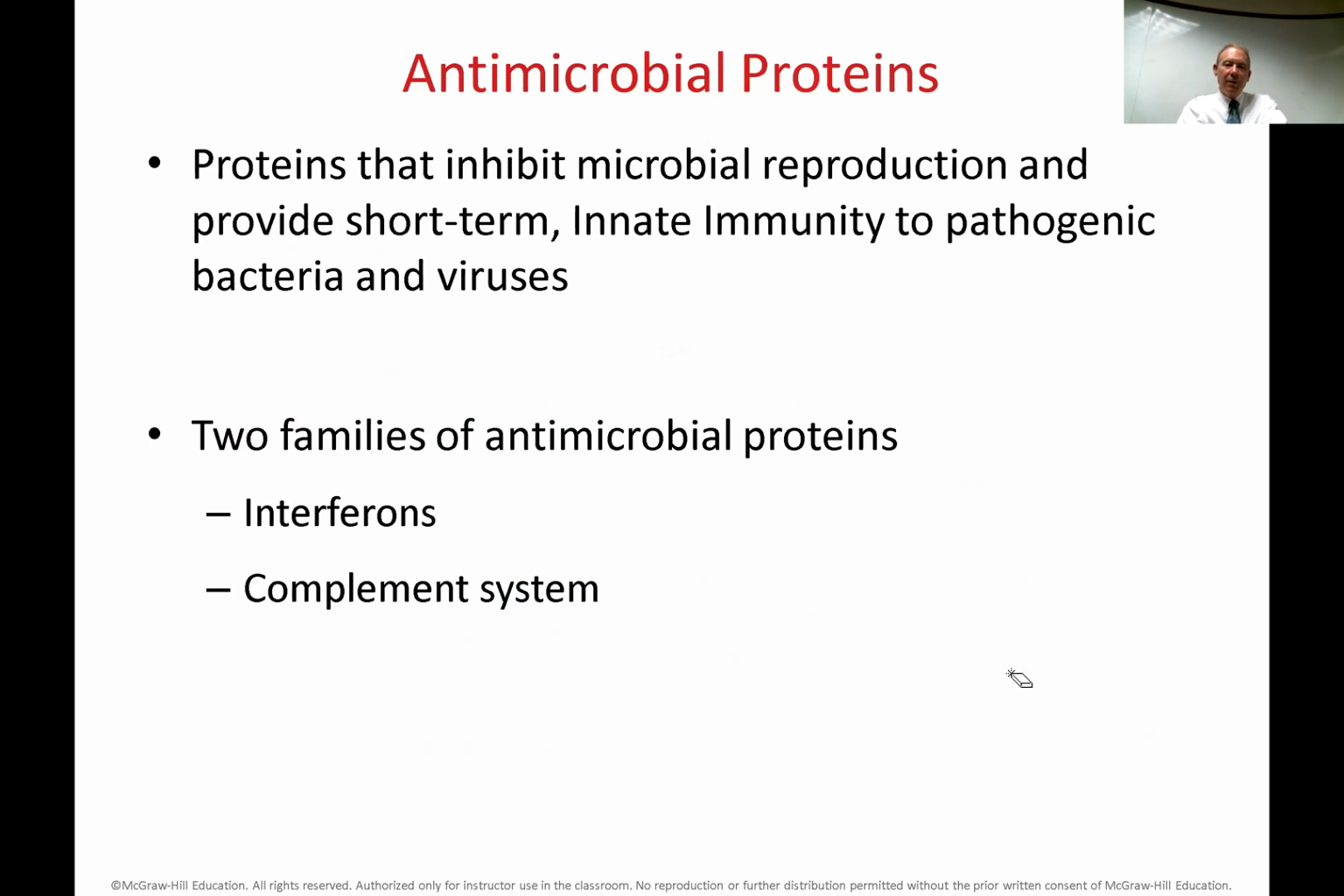And we have some antimicrobial proteins. What are they? Proteins that inhibit or slow down or suppress the reproduction of these bacteria that have come into our body, these pathogenic, meaning disease-causing bacteria, these pathogenic viruses that come into our body. And 2 families of these antimicrobial proteins. Number 1 is the interferon family. Number 2 is something called the complement system.